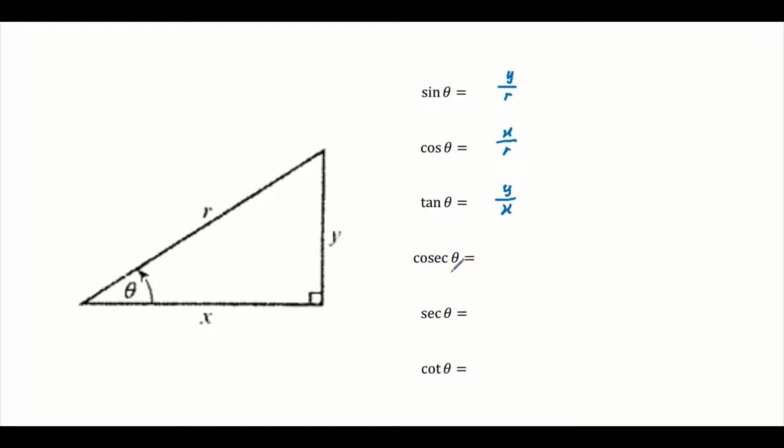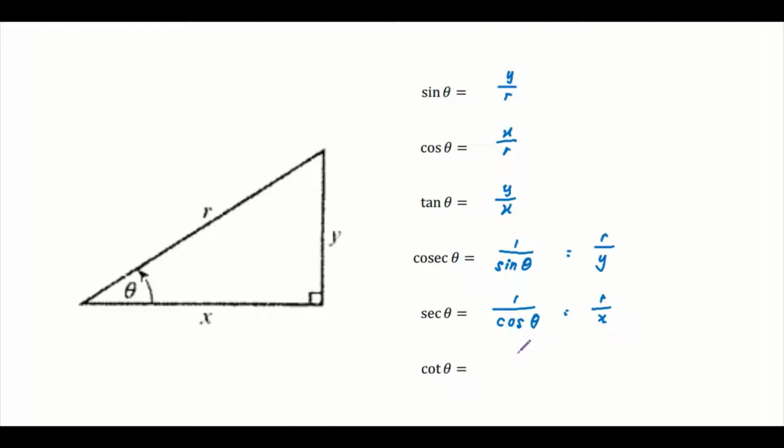Since cosecant is 1 over sine theta, it means that it will be the reverse of the sine theta here, so it will become r over y. Second, secant is 1 over cos theta, so it will be the reverse of the cos here, which is r over x.